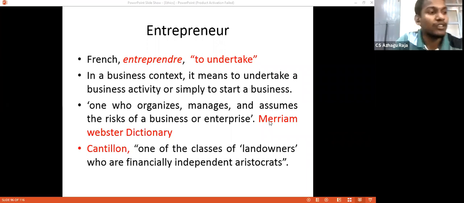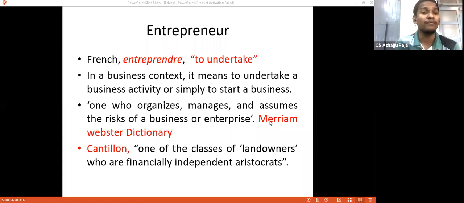Now we have come to the 5th day class, which talks about entrepreneur. So what is entrepreneur? The term entrepreneur came from the French word entreprendre. In French, entreprendre means to undertake. So in a business context, it means to undertake a business activity, or simply to start up a business. So that is how the entrepreneur term came into existence.